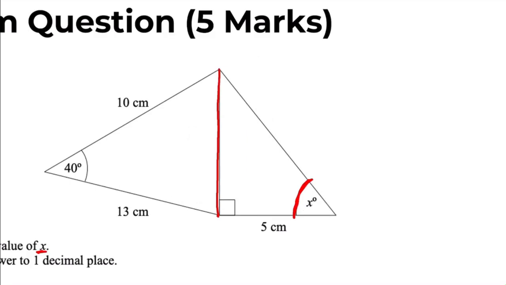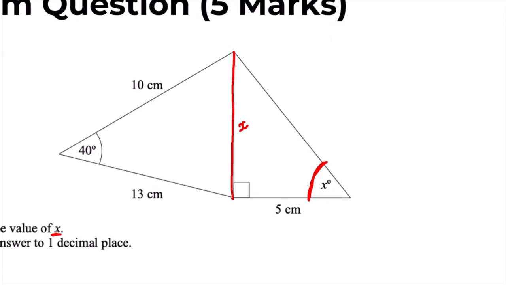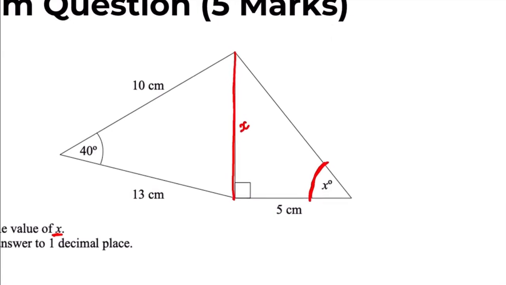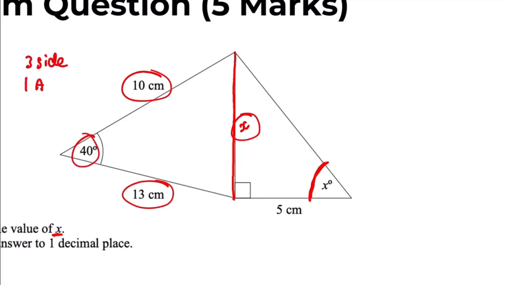Okay, so first of all, we need to work out this side over here. We'll label that as x. Okay, are we going to use sine rule or cosine rule? We've got one side, two sides, three sides, one angle. So we have a three side to one angle split. So we're going to use cosine.